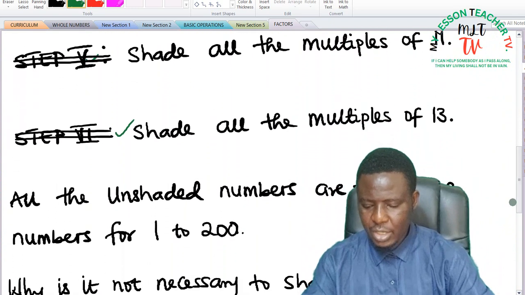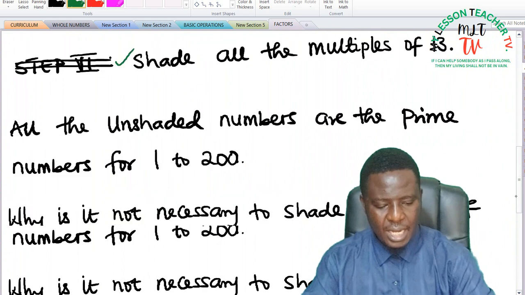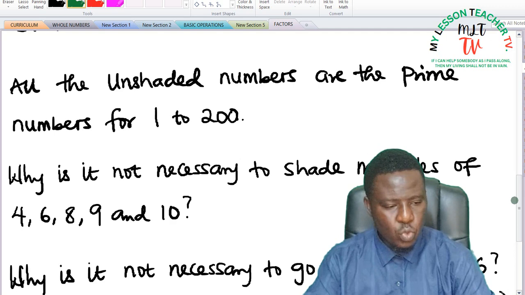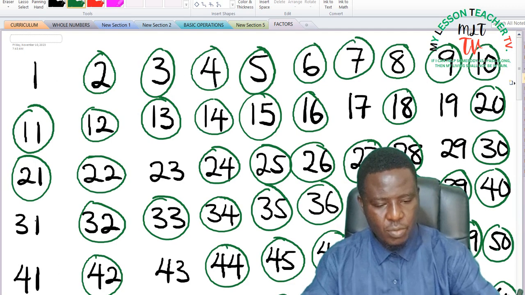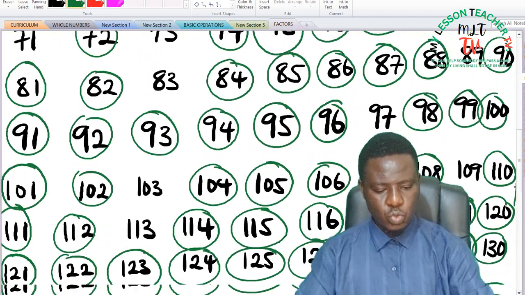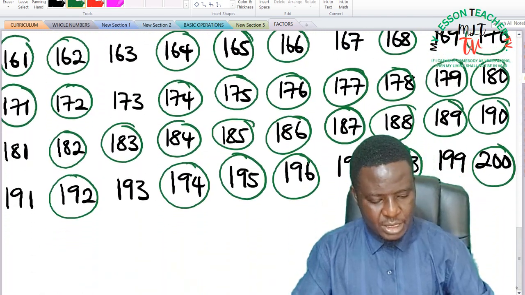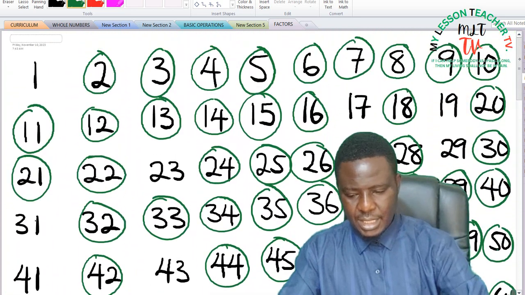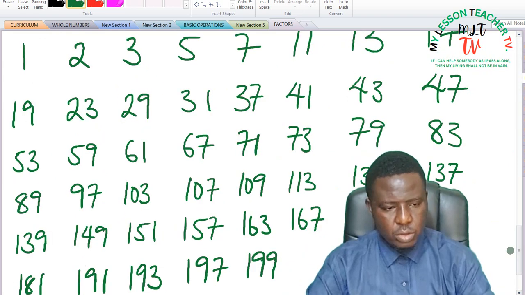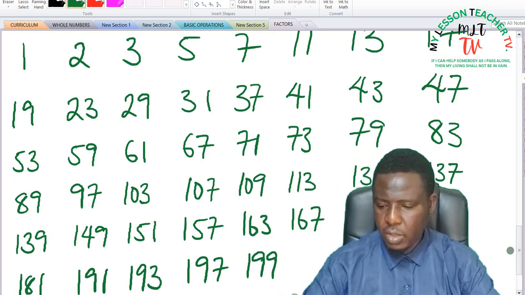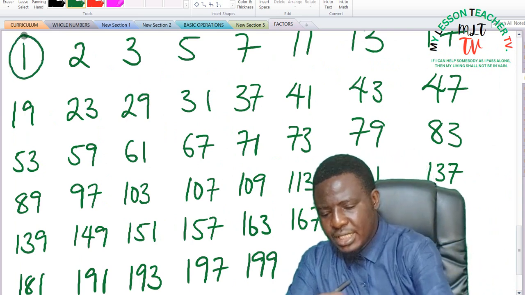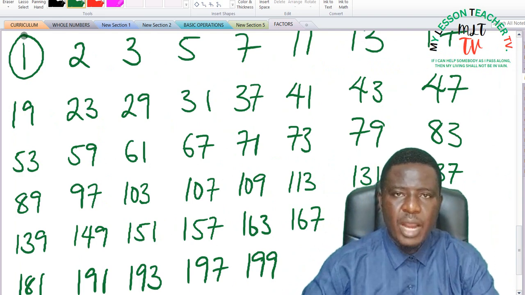Then all the unshaded numbers are the prime numbers of 1 to 200. So all the unshaded numbers are said to be the prime numbers of 1 to 200, including the prime numbers that were shaded. So we are going to write out all the numbers in that order. So these are the unshaded numbers, but 1 we said is not a prime number.